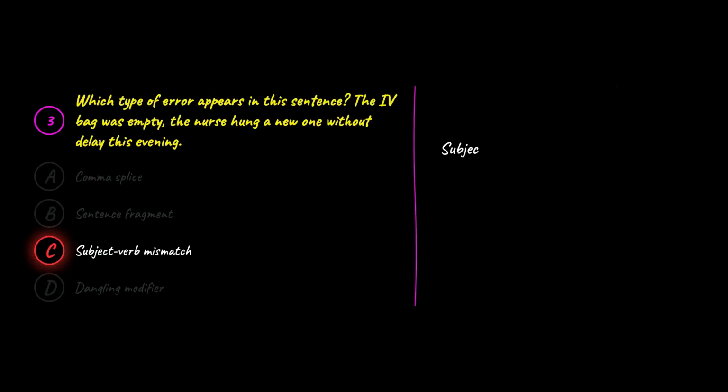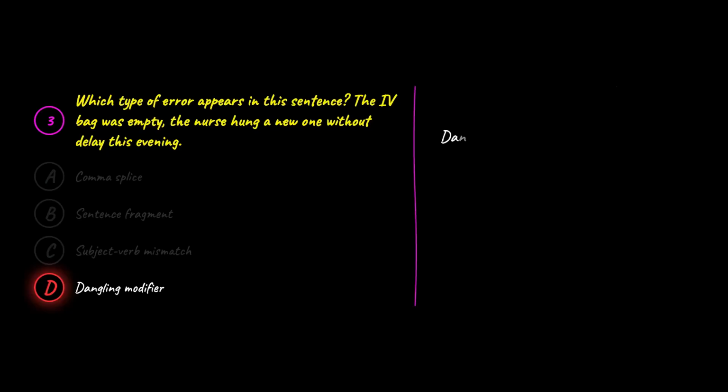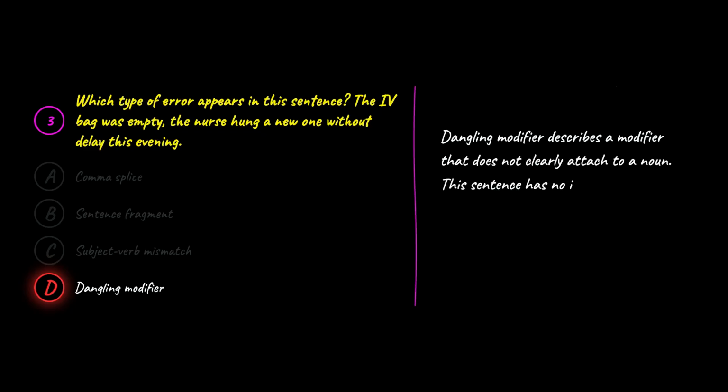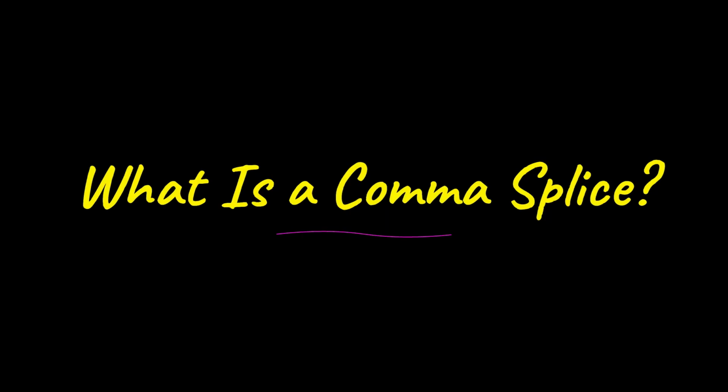C is wrong because subject-verb mismatch involves a verb that does not agree with its subject. Both verbs in this sentence agree with their subjects in number and person, so the agreement label does not describe the actual problem. D is wrong because dangling modifier describes a modifier that does not clearly attach to a noun. The sentence has no introductory modifier in need of attachment, so the dangling modifier label does not apply to this error.